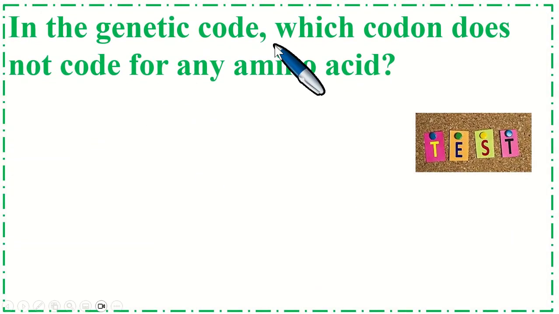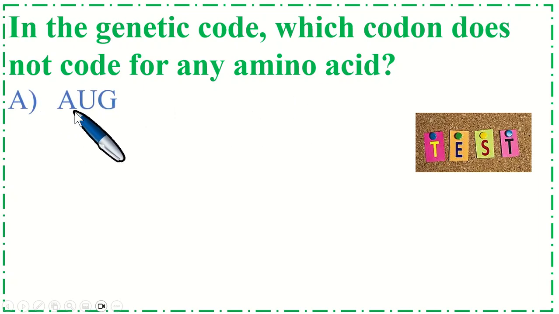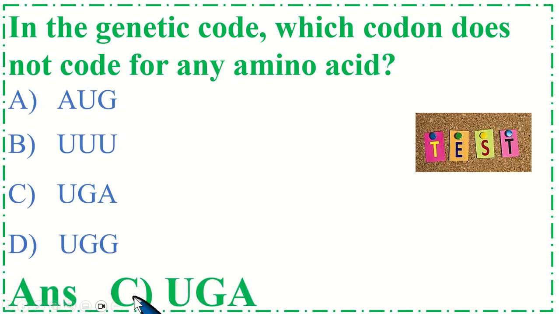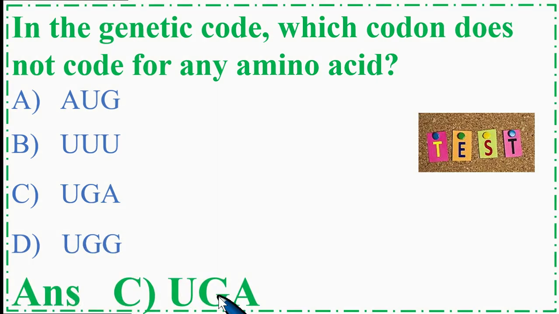And the genetic code, which codon does not code for any amino acid? Option A, AUG, B, UUU, option C, UGA, and option D, UGG. Correct option is C, UGA.